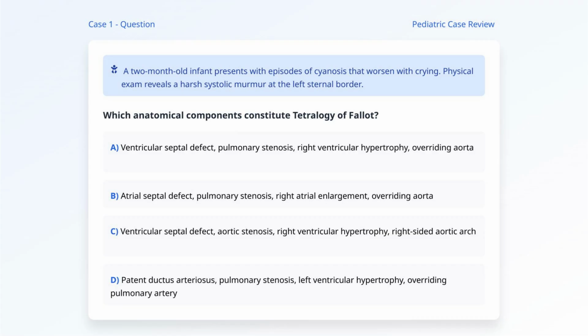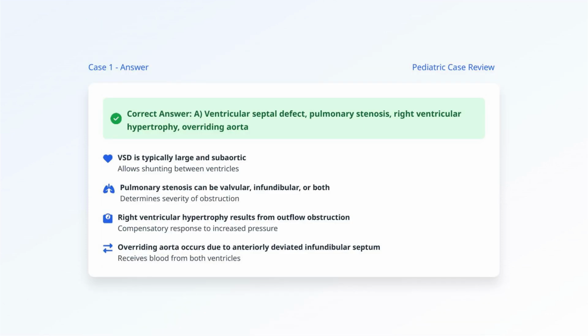B. Atrial septal defect, pulmonary stenosis, right atrial enlargement, overriding aorta? C. Ventricular septal defect, aortic stenosis, right ventricular hypertrophy, right-sided aortic arch? Or D. Patent ductus arteriosus, pulmonary stenosis, left ventricular hypertrophy, overriding pulmonary artery? The correct answer is A.